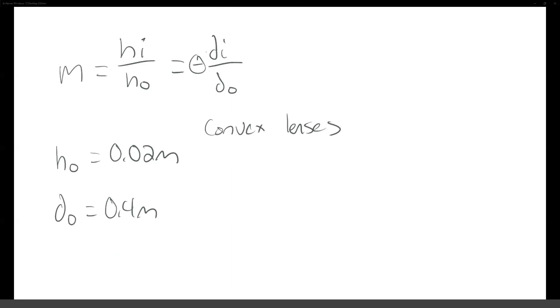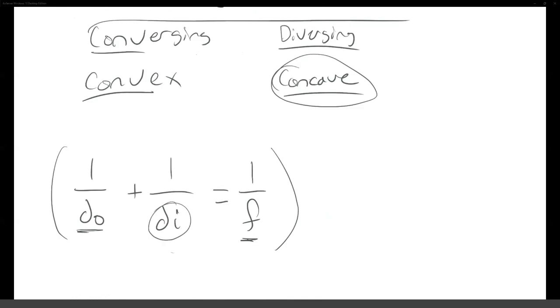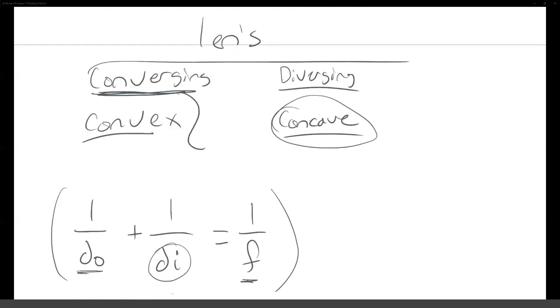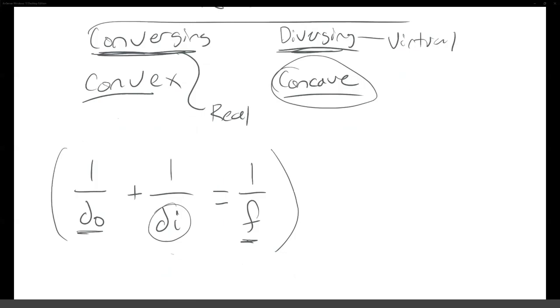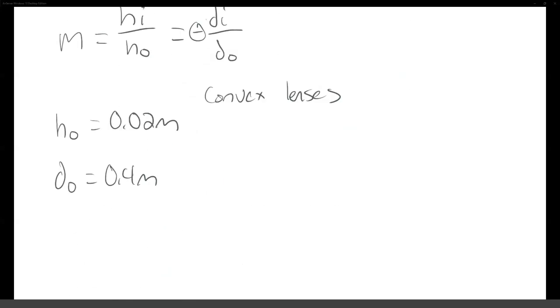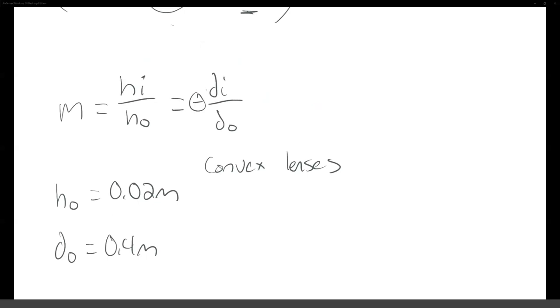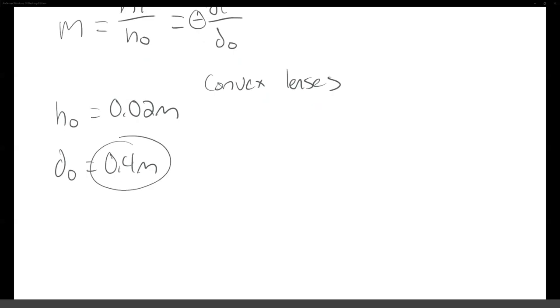So what does that mean? We know converging means real. It's going to probably make a real image in a lens, whereas diverging is going to make a virtual one. So if we look at our sign conventions, we can already tell that it's going to be a real image, so DO is positive, and that's what we're given. So we can already write that down, right?